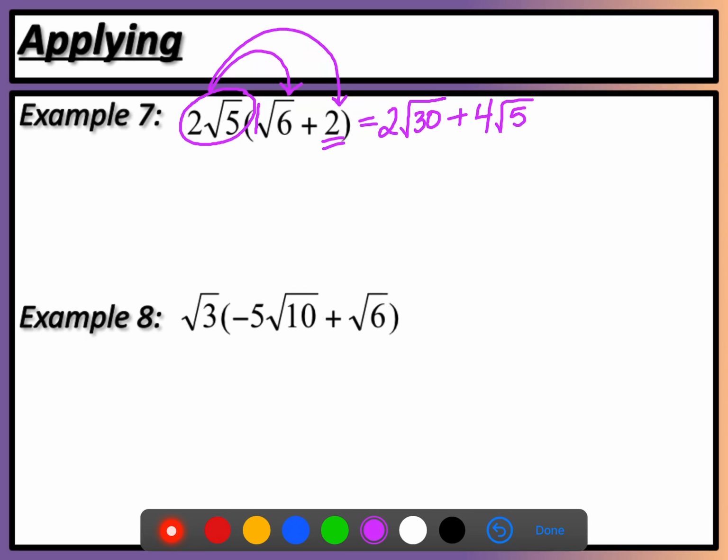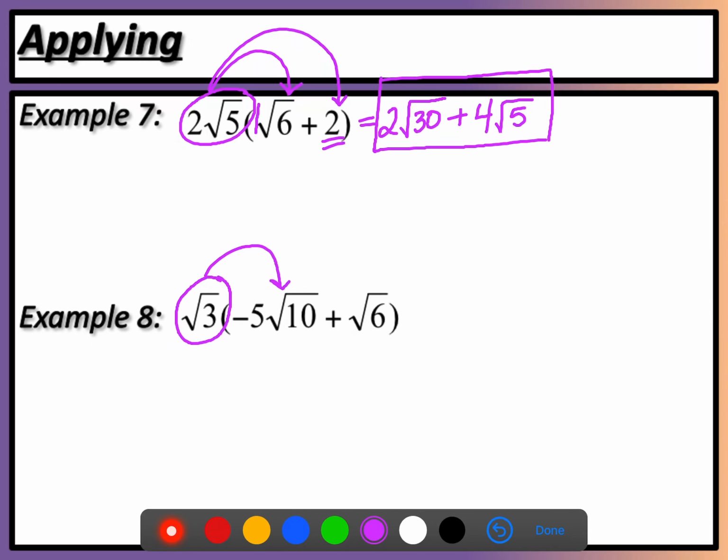Okay, so we could try and break down 30. It splits into 3 and 10, 5 and 6. None of those are perfect squares, and these are not like terms to be added together. So that makes this our final answer. Okay, we'll do one more distributing, and then we have to check out foiling.